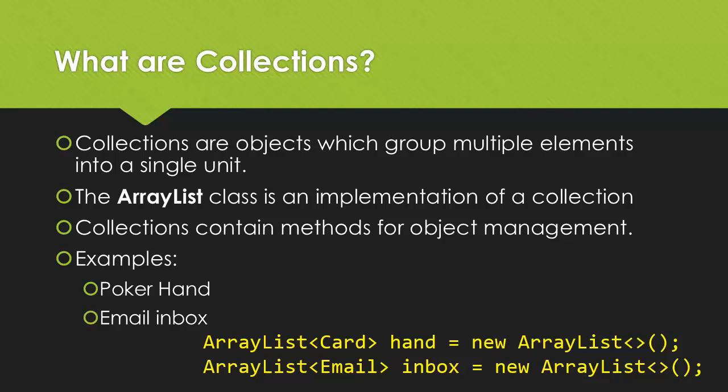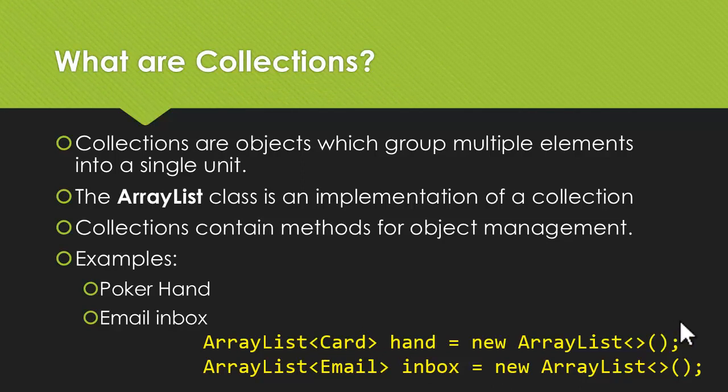So here's some examples of collections in real life, like a poker hand or a card hand. In a card hand, you might have 3 or 4 cards in your hand or 7 cards in your hand. And so the difference between an array and a collection is that an array is always of a fixed size, where a collection can be of a variable size.